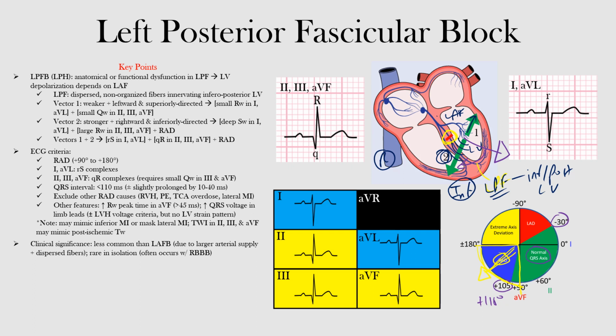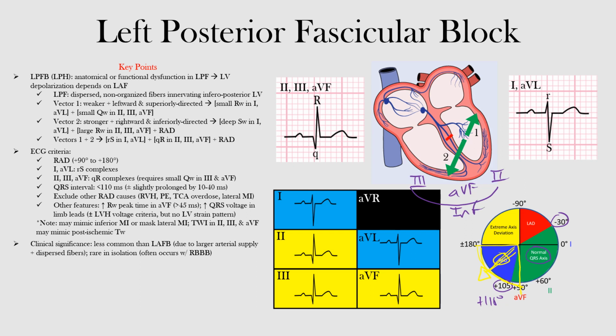Okay, so let's go over this now. I want to erase this so we can look at where our vectors are going and why we see what we see on the EKG. Again, we have lead 2 here, lead 3, and lead AVF. These are our inferior leads on the inferior portion of the heart. Then we have lead AVL up here, and then lead 1, our lateral leads. Again, we're looking at the limb leads. We're not touching the precordial leads in the horizontal plane. This is all frontal plane.